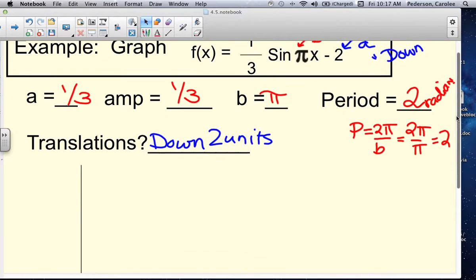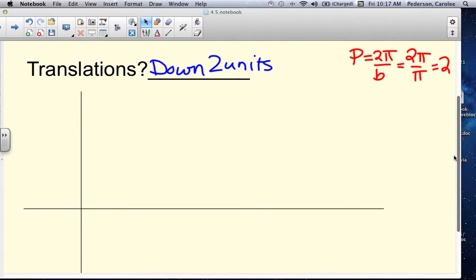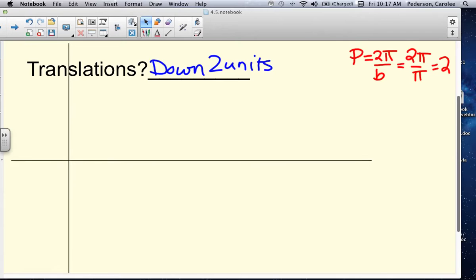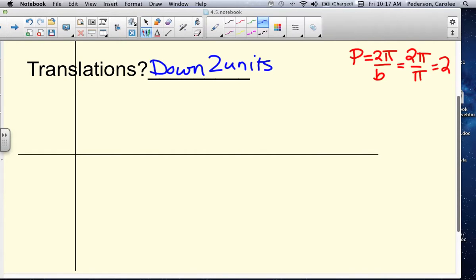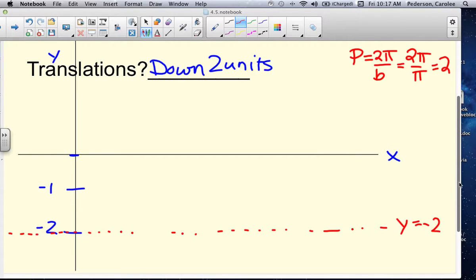What we do when we graph these is we graph an imaginary dotted line. If this is my x-axis and my y-axis, normally the middle will be right here. What we have to do is shift down 2 units. So here would be -1, here would be -2. And we're going to draw an imaginary dotted line to help guide us with our 4 points. So there's our shift down 2 at y equals -2.